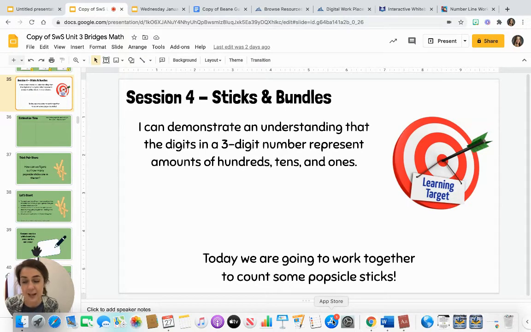All right. Now that we have done our number line review, we're going to start talking about ways to bundle sticks to help us count faster. So I'm going to draw something on my whiteboard real quick, and I want you to think in your head what it's called that I'm doing.